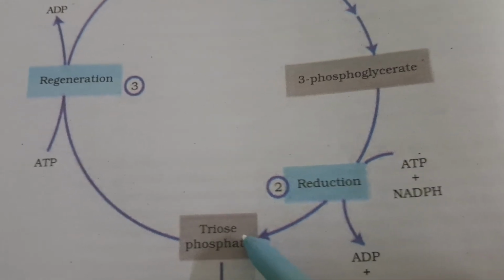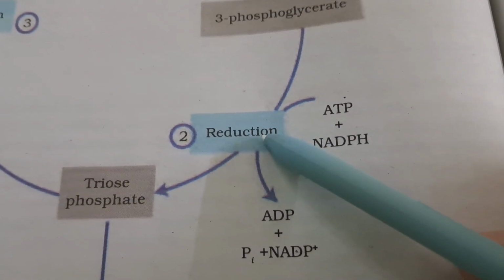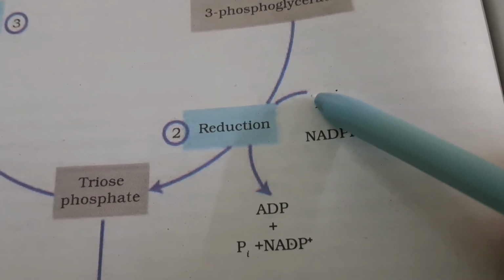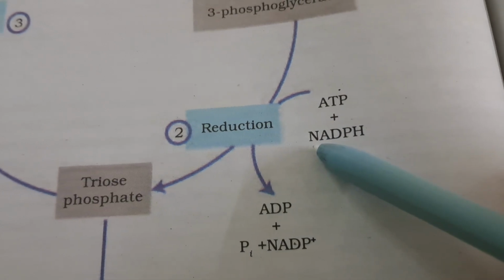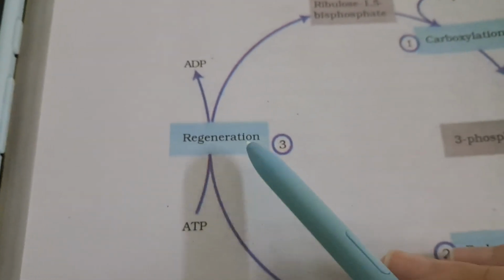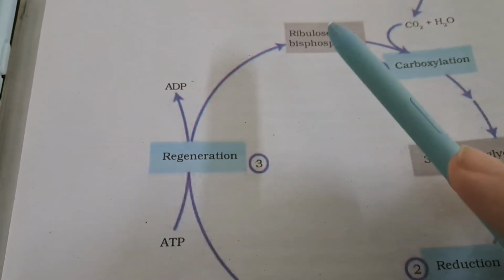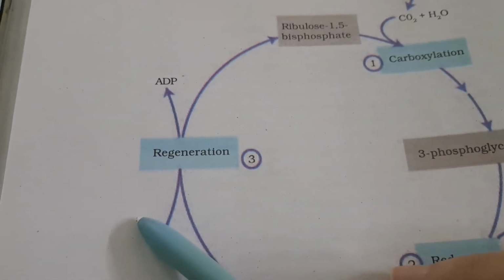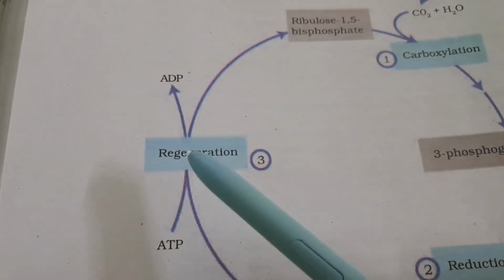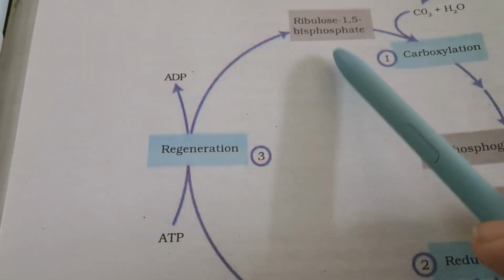After reduction there is going to be regeneration. But prior to that, let me tell you, in one turn, in the reduction step, we will need 2 ATP and 2 NADPH. Okay, 2 ATP, 2 NADPH. And after reduction, we go to regeneration of RuBP. Regeneration of RuBP is needed because if RuBP keeps on regenerating, only then will this cycle go on taking place. So in the regeneration, 1 ATP will again be utilized and RuBP regeneration will take place.